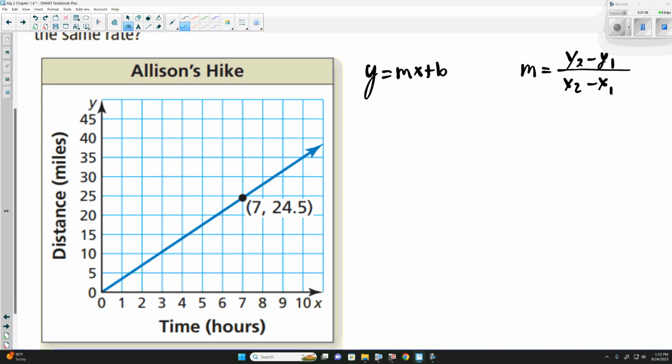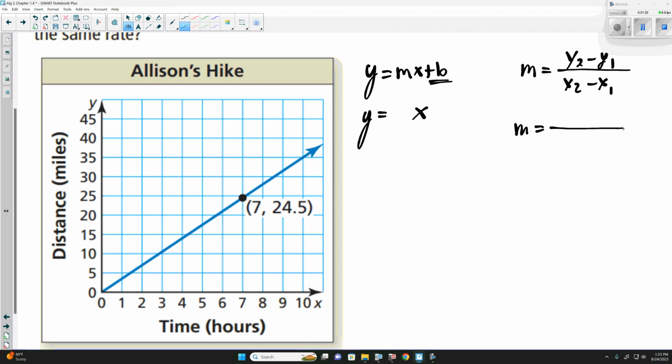Now, again, they gave us 2 points. One of our 2 points is 7, 24.5. What is the other? 0, 0. Well, since they gave us 0, 0, I know the value of b is going to be 0. So really, we just need to find the slope.